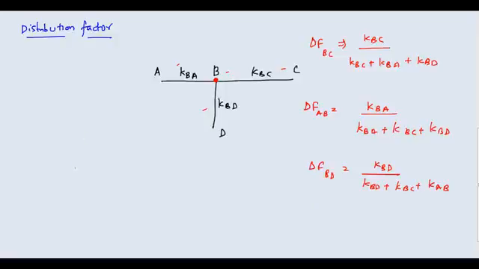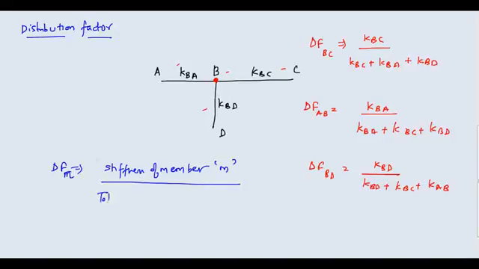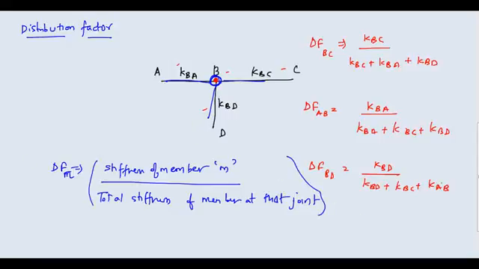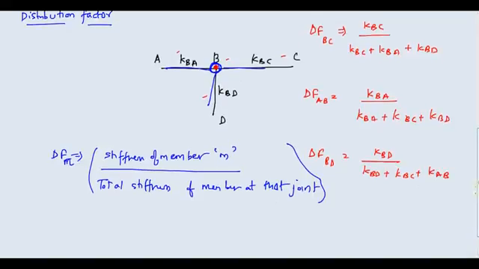In simple language, if you want to remember, the distribution factor is the stiffness of the member for which you are trying to find the distribution factor, say member M, divided by the total stiffness of the members at that joint. Suppose the common joint was B. Then all the members connecting with B, AB, BC and BD, will contribute to your total stiffness. I hope you are able to understand this. This is how you calculate the distribution factor.